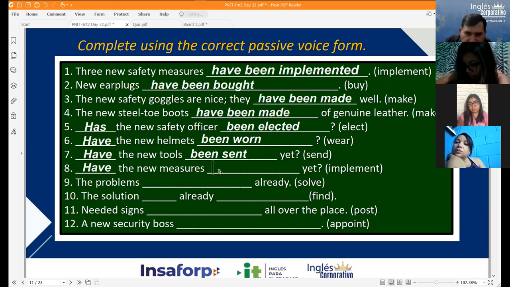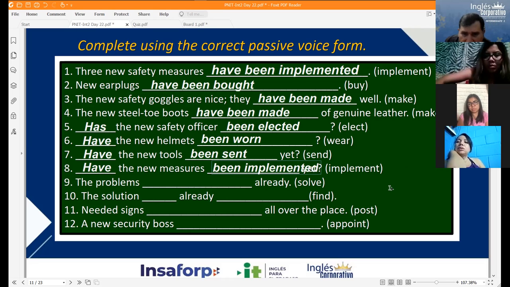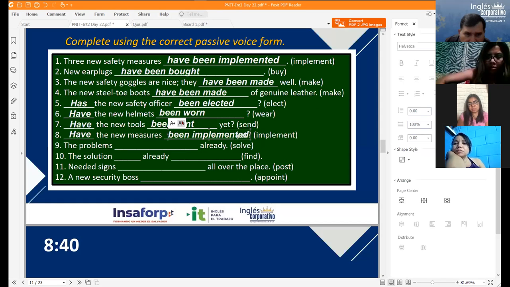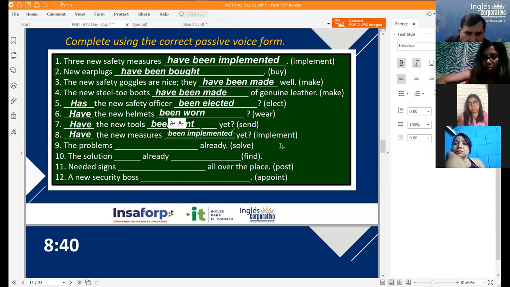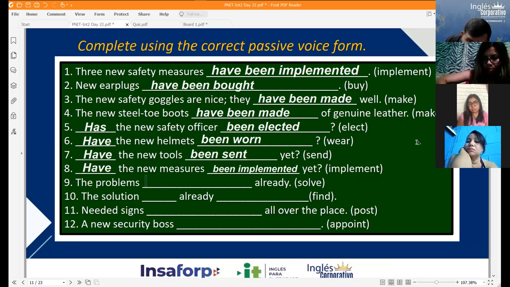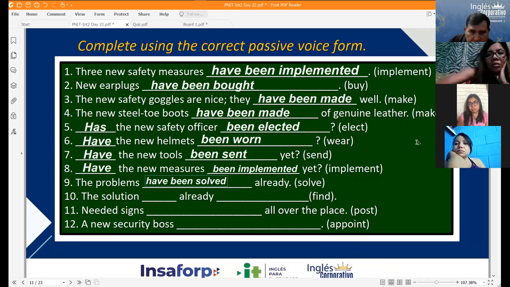Have measures been implemented? Okay, it's a big word, it's very long. Okay, the next one. Problems have been solved already. Problems have been solved already.